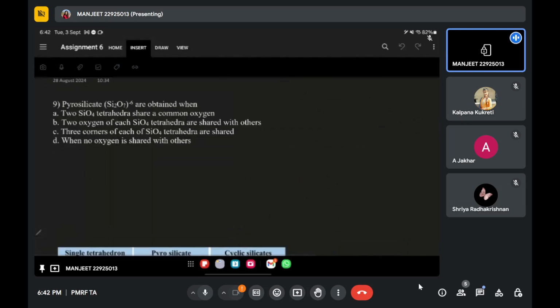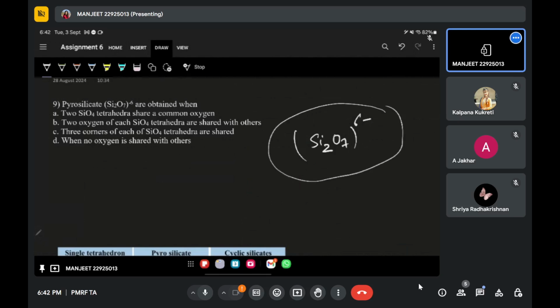In question number 9, it is the pyrosilicate. That is, pyrosilicate has the structure Si2O7 6 negative, obtained when two SiO4 tetrahedra share a common oxygen. If this is your silicon, and this is your tetrahedron, if I say this one, so this is your tetrahedron.